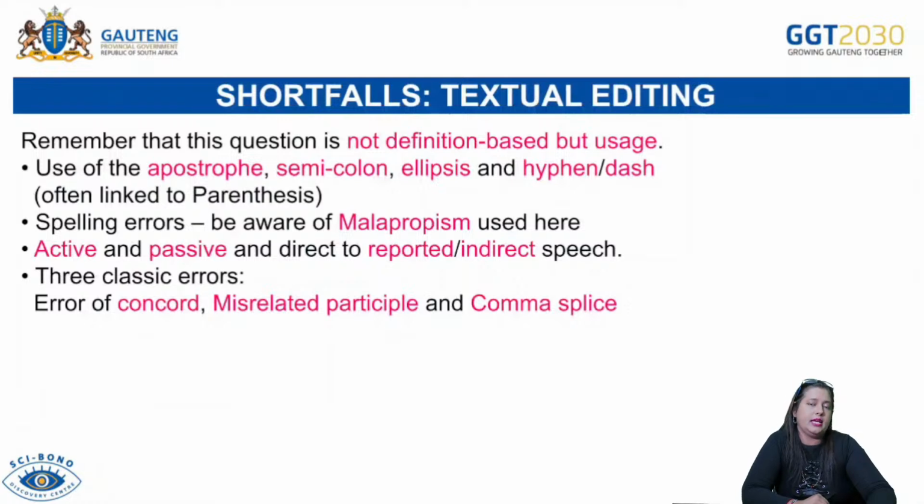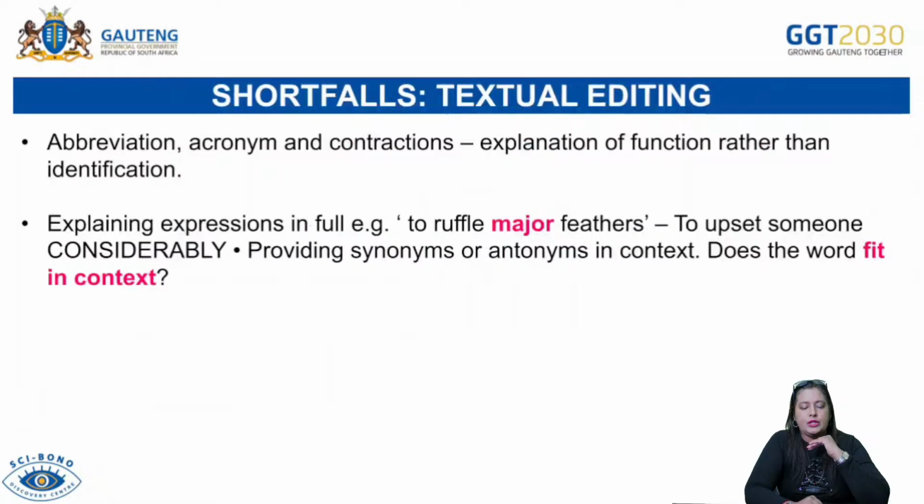So go back and take the last 4 to 5 years of question 5. There are question banks that you should have created by now, and you work through all of the concepts that have been tested. All right. Look at abbreviation, acronym, contractions, for example. An explanation of their function is definitely what we're looking for, rather than just identifying that. Please look at also expressions given. You've got to explain them in full. To ruffle someone's feathers, for example, means to upset them considerably.